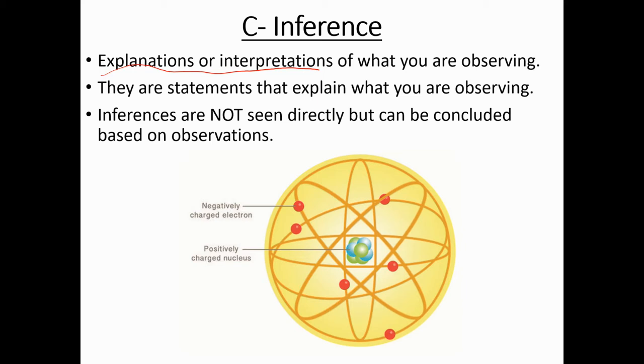Let's take a look at a science example. Here we have the atom. And as you know, we can't see the atom. Scientists had to do experiments to figure out what the atom looked like to make a model of it. And again, they could not see it.